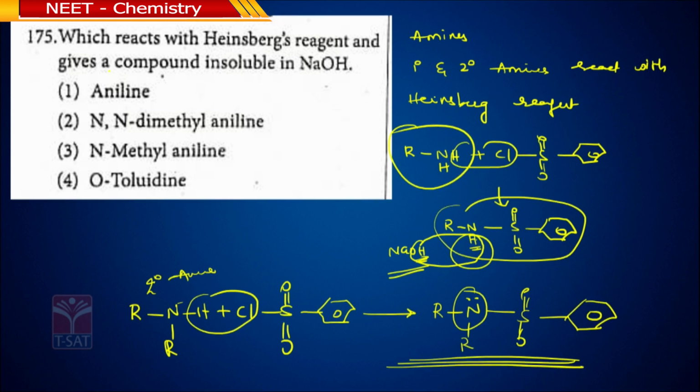So, in the given options, aniline is a primary amine, N,N-dimethyl aniline is a tertiary amine, and N-methyl aniline is what? Secondary amine. That is why N-methyl aniline does not dissolve in NaOH, but it reacts with Hinsberg reagent.